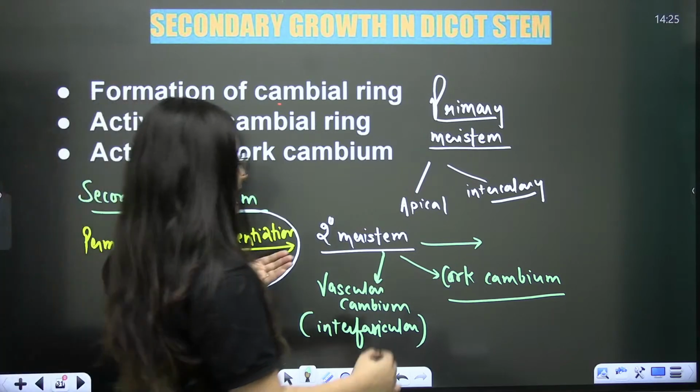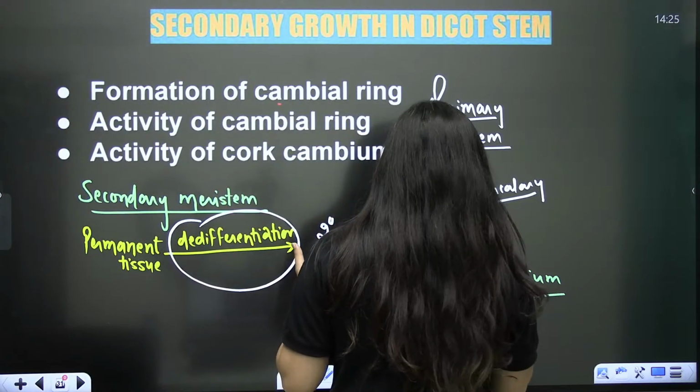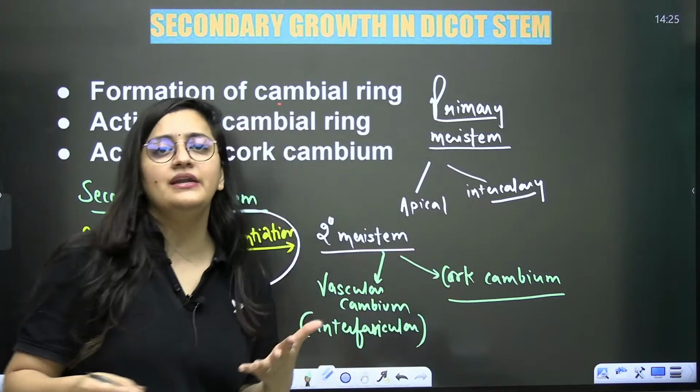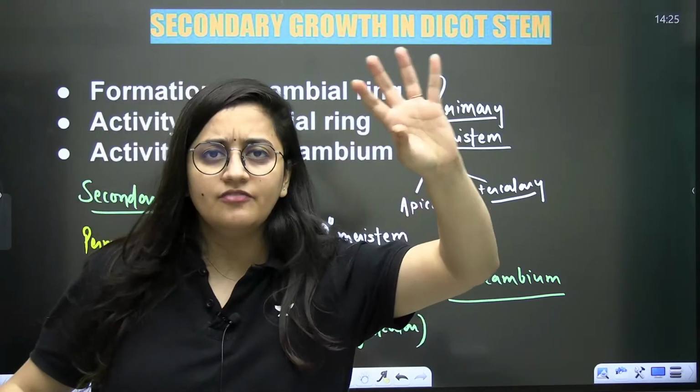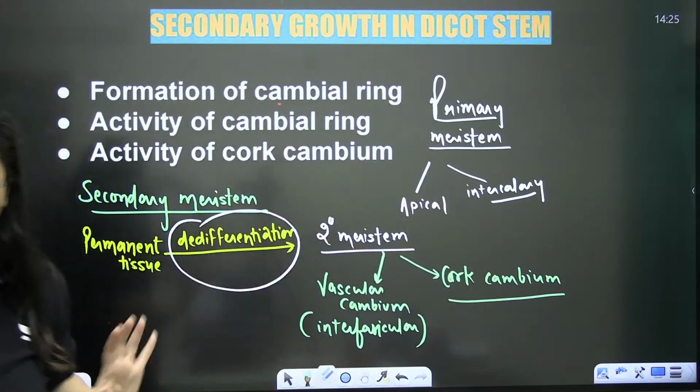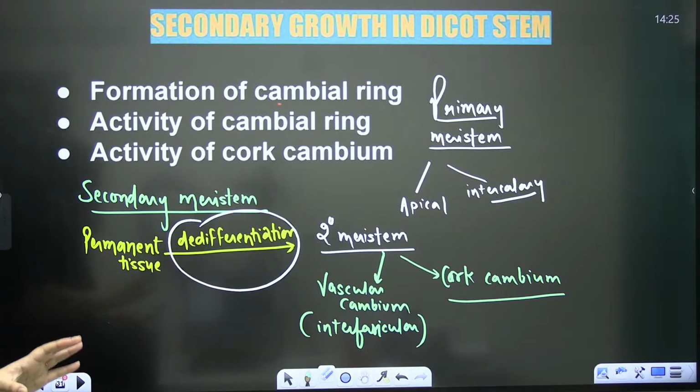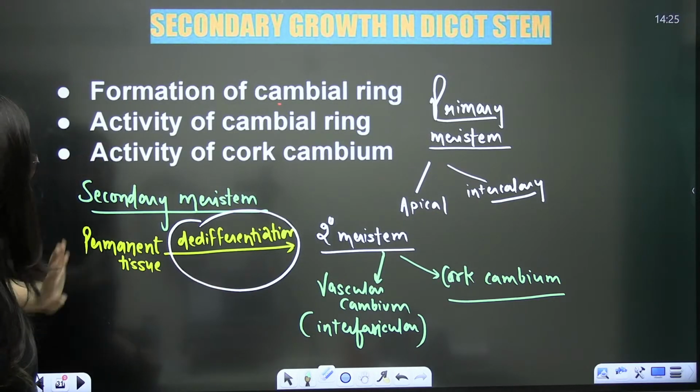And other than that, when it comes to the secondary permanent tissues, we will discuss secondary phloem, xylem and secondary cortex. But this is the main thing that we need to understand, so let's focus on this part.